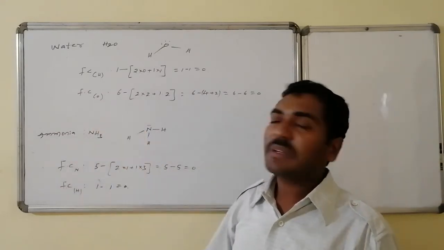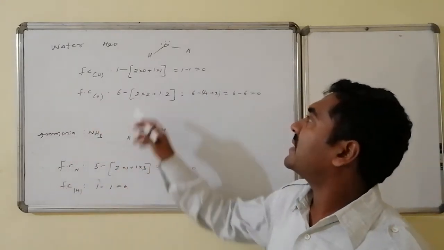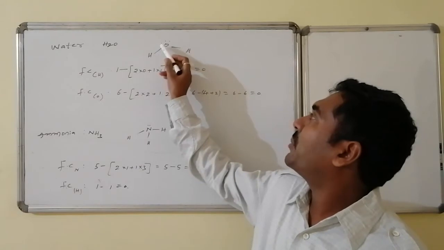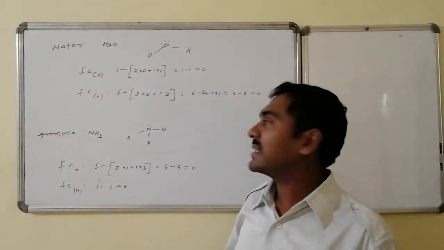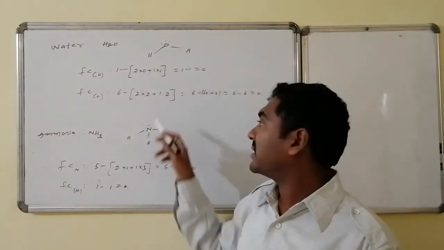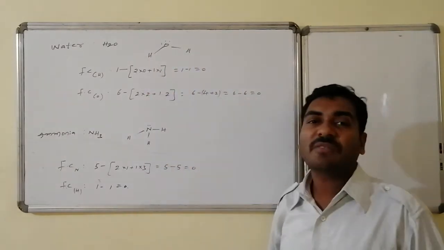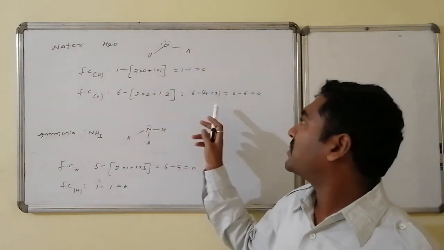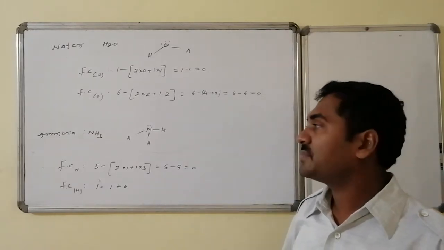Similarly, let us go for the formal charge of oxygen in the water molecule. Group number is 6 minus, how many lone pairs are there? 2 lone pairs, twice the lone pairs, 2 into 2. How many bond pairs are there? 2 bond pairs, 1 into 2. Total becomes 6 minus 4 plus 2, that is 6 minus 6 equals 0.